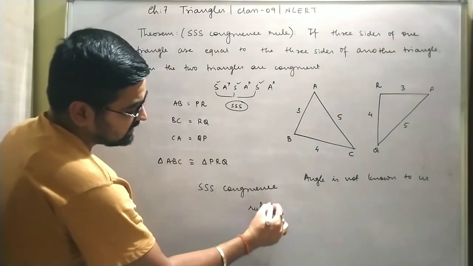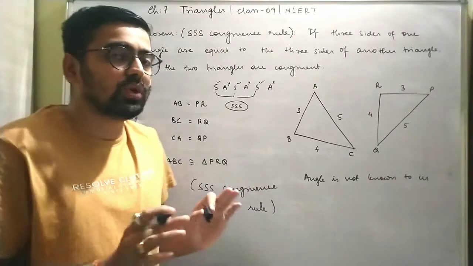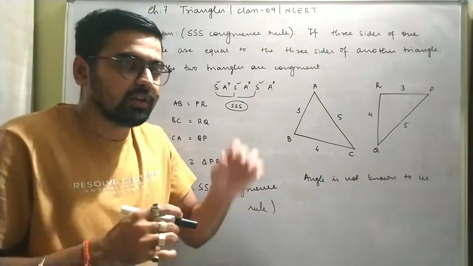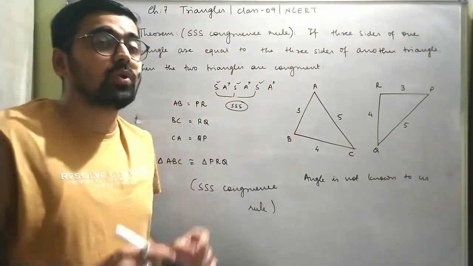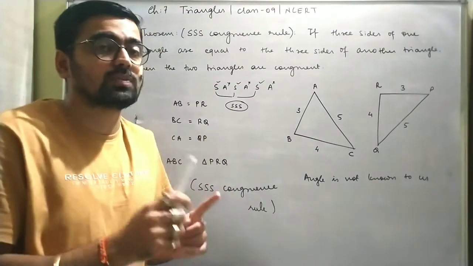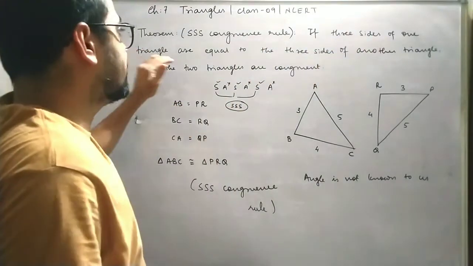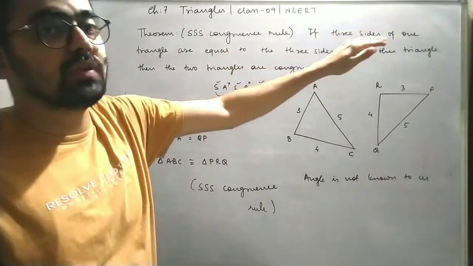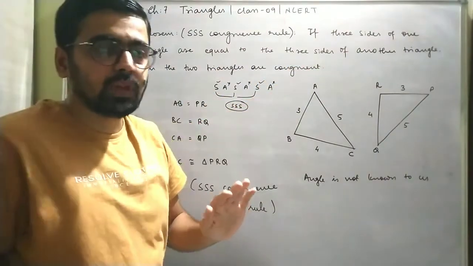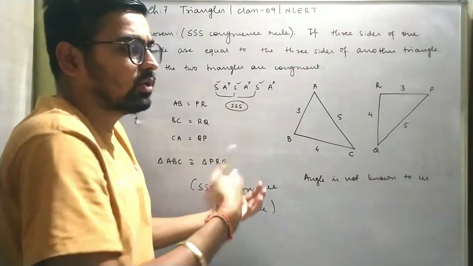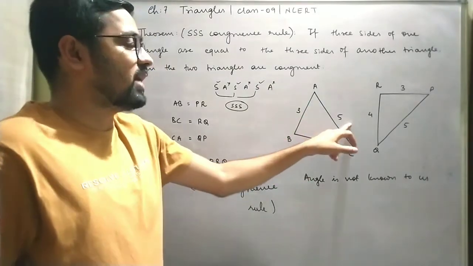So it's a very simple concept, easy to understand and easy to identify, but you need to take care of all the sides. We can say the triangles are congruent when all the corresponding sides are equal. So the theorem says if three sides of one triangle are equal to the three sides of another triangle, then the two triangles are congruent. Now the sides can vary. A side could be anything. Suppose the triangle is 3.4, 5.7, 5.6.